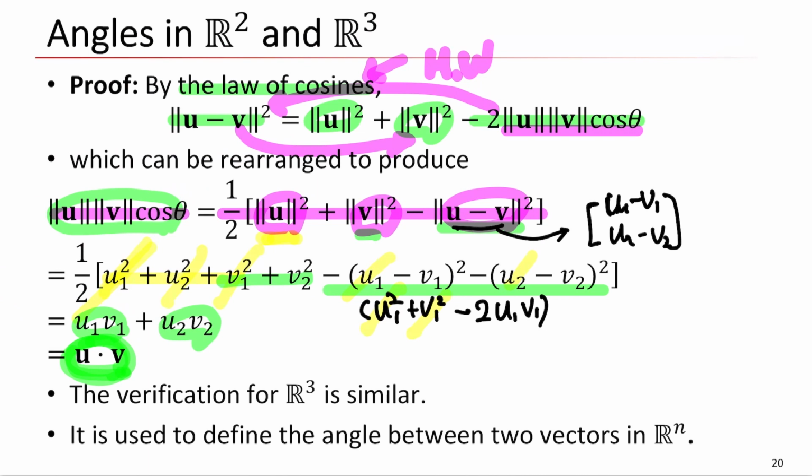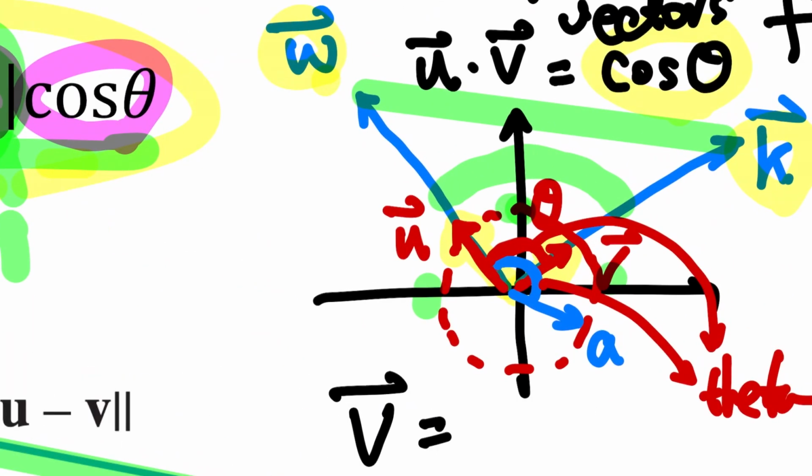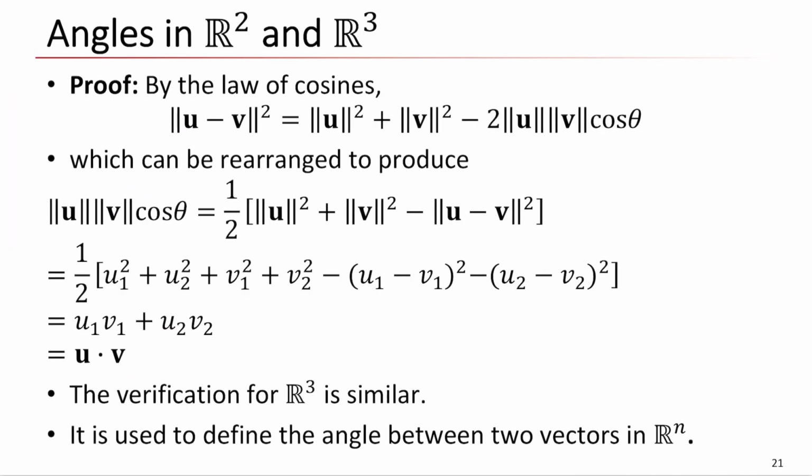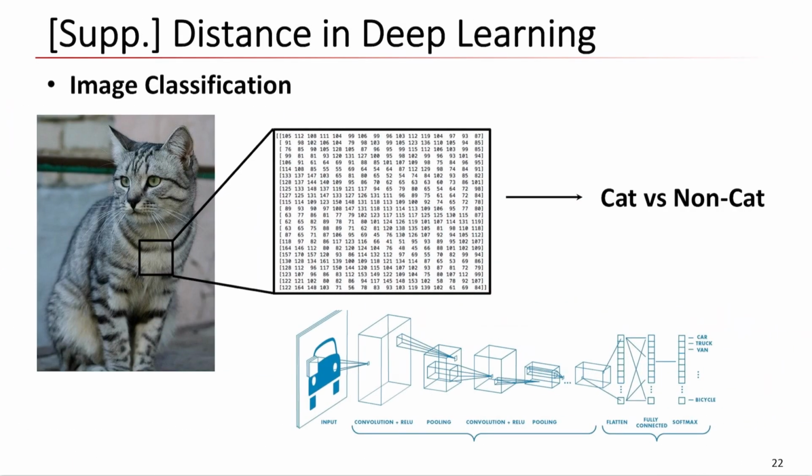This is the same page. In other words, this proof can be extended to the R3 space. So this is used to define the angle between the two vectors, right? As I mentioned here.